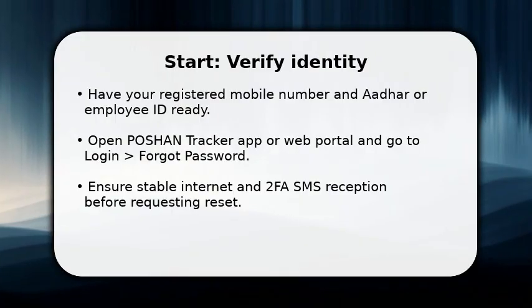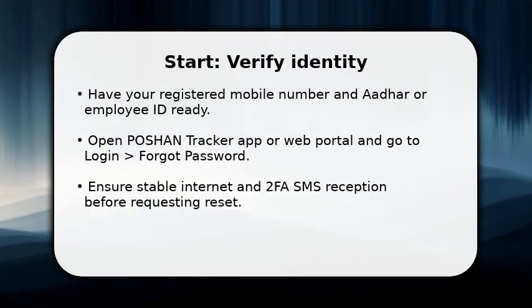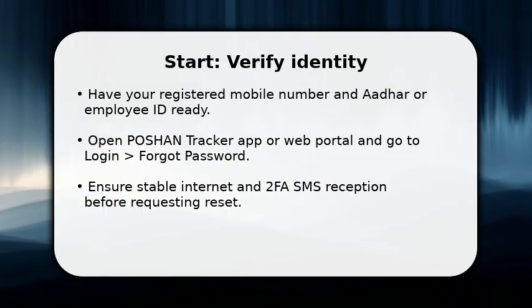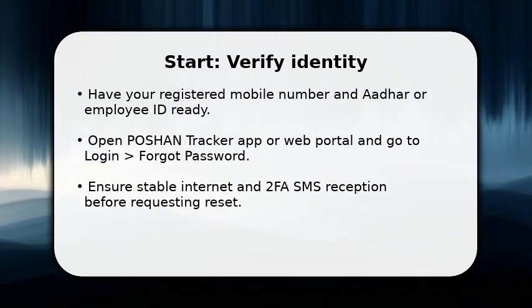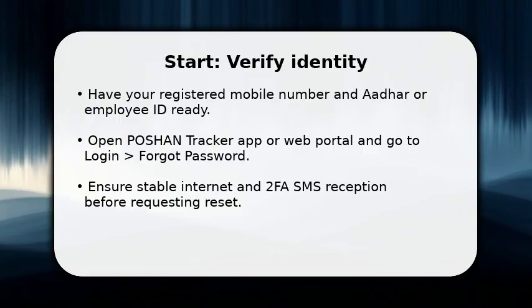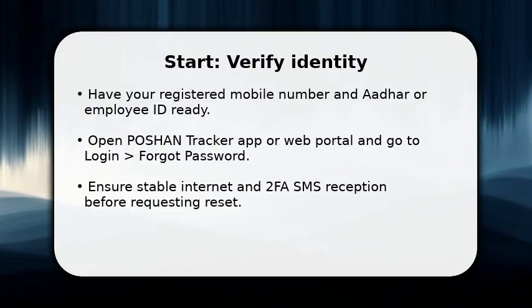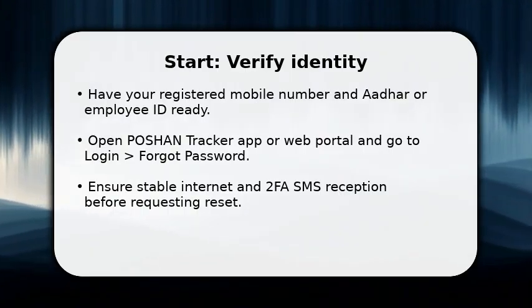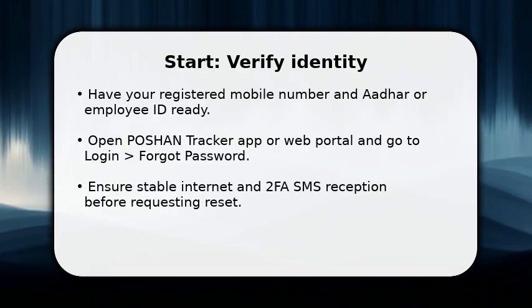You begin by confirming identity. Use the registered mobile number and Aadhaar or employee ID so the system recognizes you. Once done, open the Poshan Tracker app or web portal and tap Login, then Forgot Password to start the reset flow. Make sure your phone receives SMS for 2FA. Without it, you cannot complete verification.